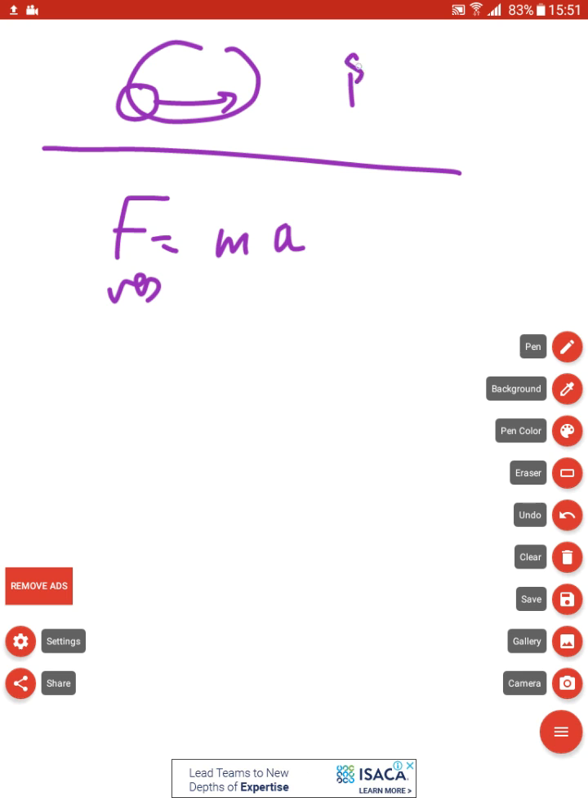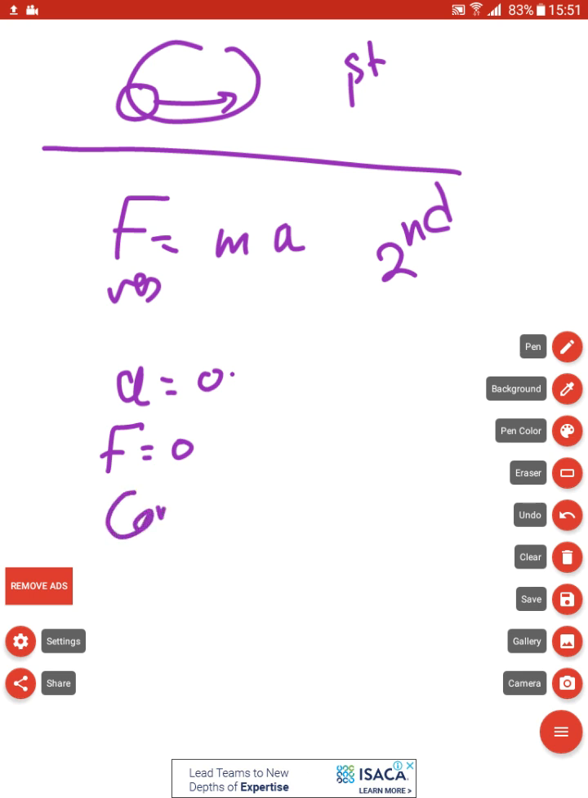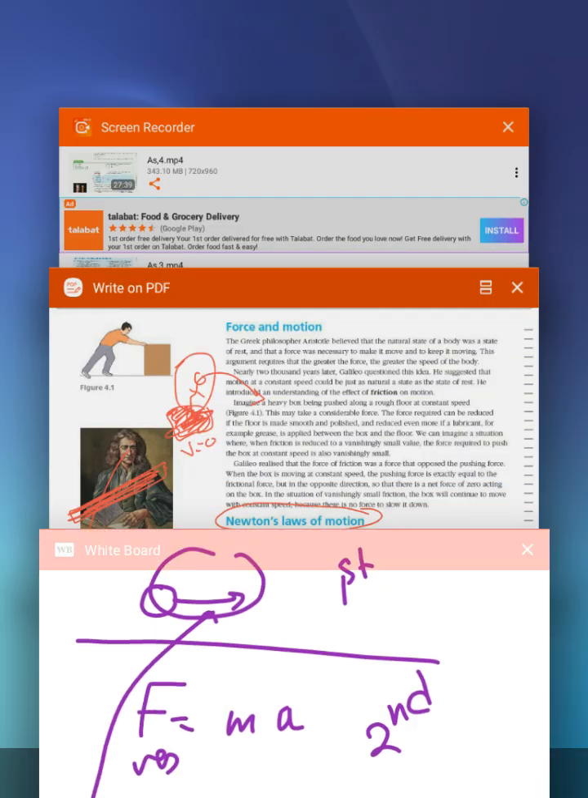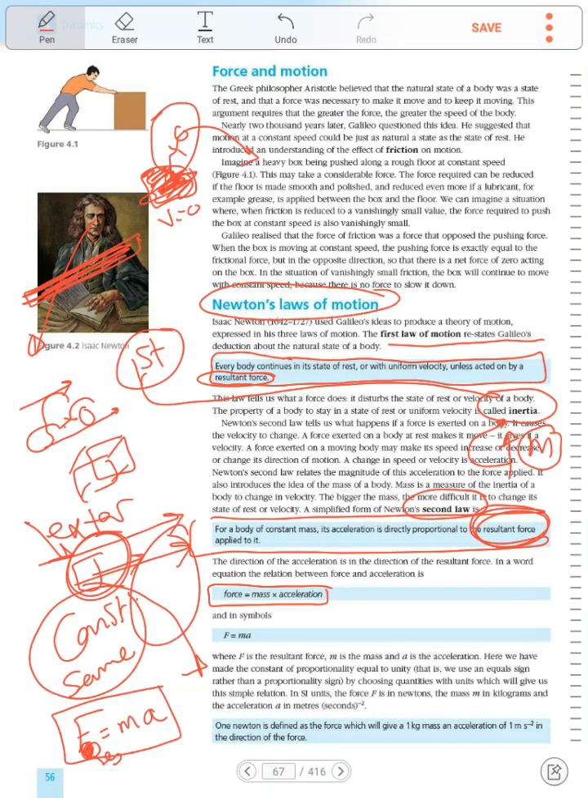Newton's first law is a special case of Newton's second law. Why? Because when acceleration equals 0, the resultant force equals 0. So the object moves at constant speed. So we are back to Newton's first law. What is the meaning of a Newton? A Newton is defined as the force which will give 1 kilogram of mass an acceleration of 1 meter per second squared in the direction of the force.